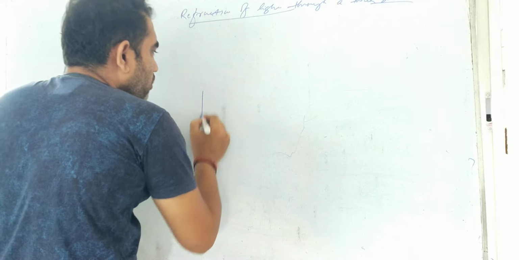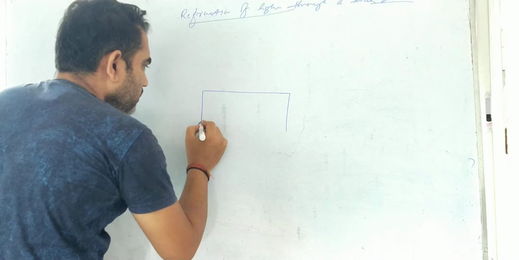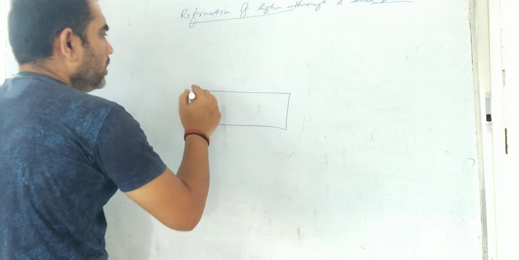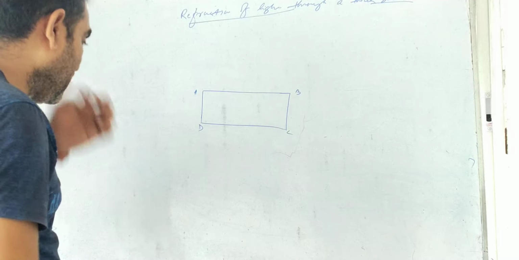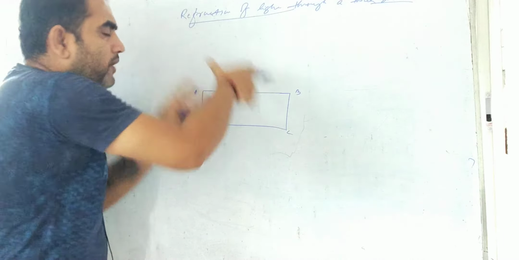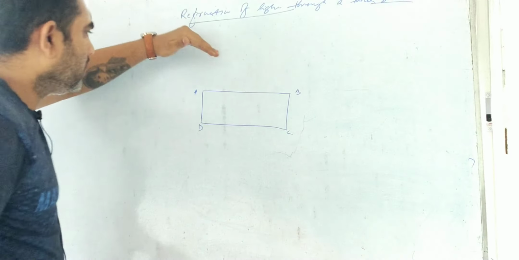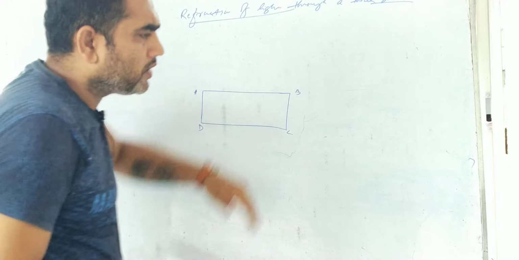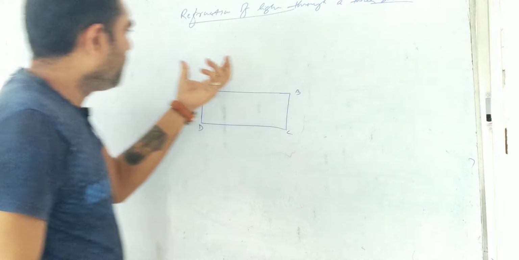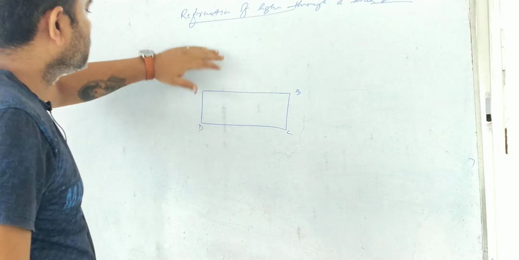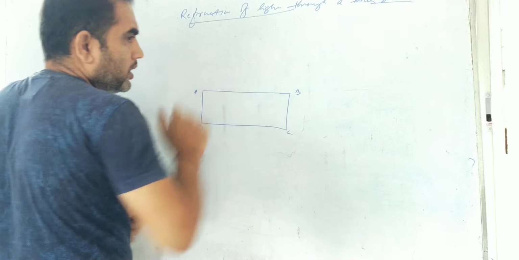So now we are taking a glass slab. Suppose ABCD is the given glass slab, and we need to do the refraction of light. We will refract the light from the air into the glass, and from the glass to the air, and we will learn the different changes that take place whenever light refracts through a thick glass slab.